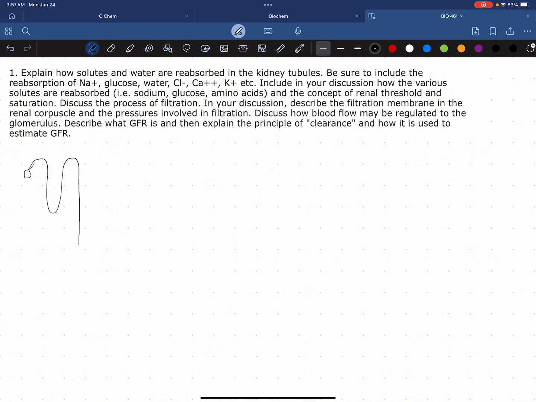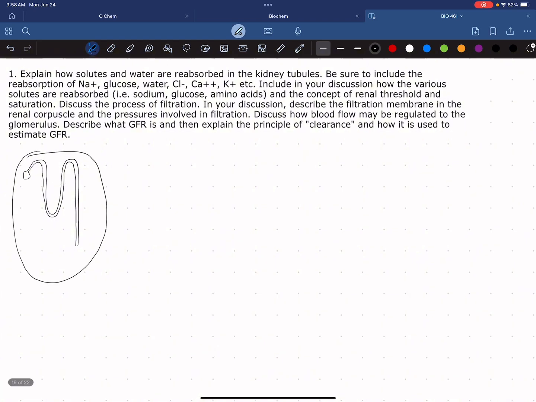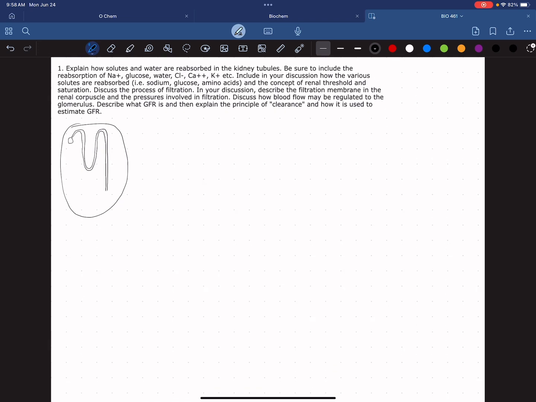here we have the proximal convoluted tubule, the loop of Henle, the distal convoluted tubule, and then down to the collecting duct. So this is kind of our reference picture right here. And so what I'll do is I'll draw different kidney cells and organize them. There's going to be 6 different kidney cells that we talk about that are going to cover each type of reabsorption. So I'll go ahead and draw those now.